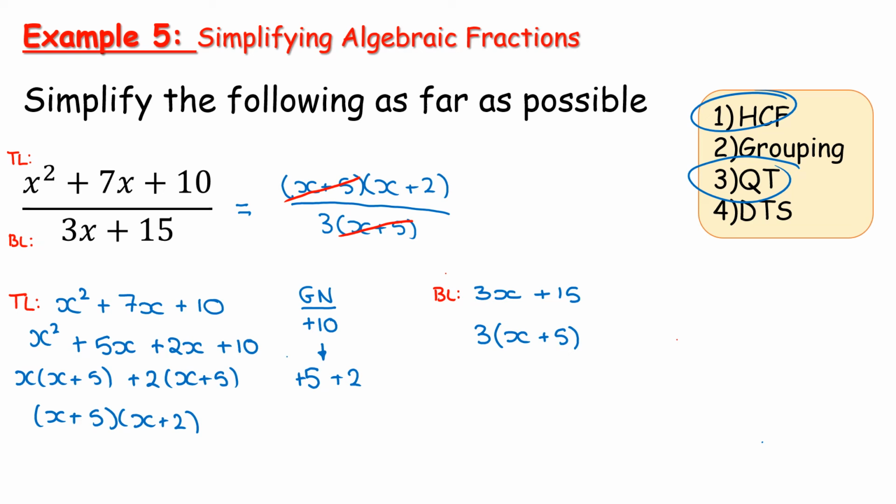Remember, the bracket is multiplication. So what's in that bracket is the factor. And that will leave us with x plus 2 all over 3, and that's as simple as it can be. So the same logic, but now we're just doing a lot more work because we have something like a quadratic trinomial.